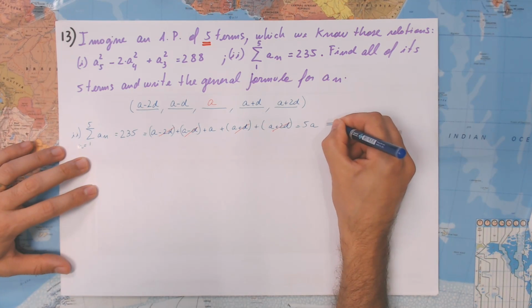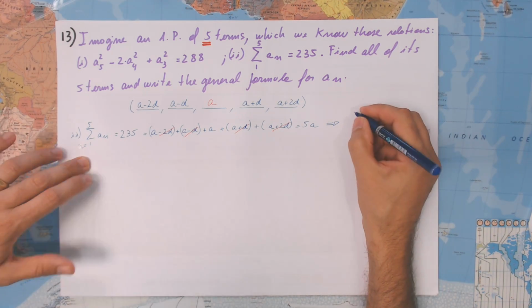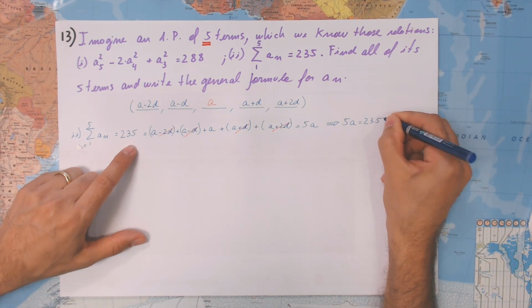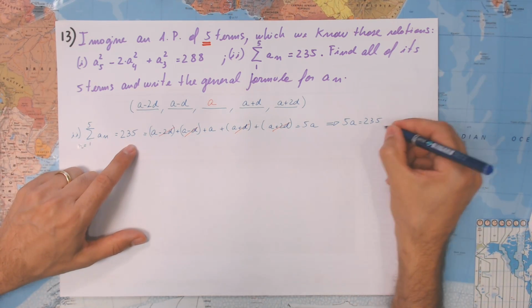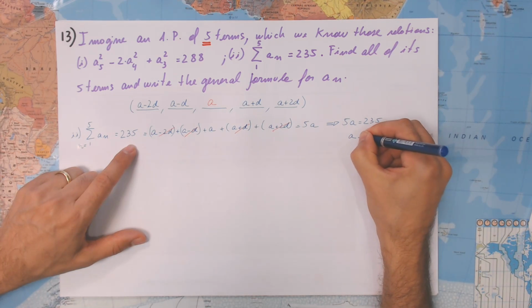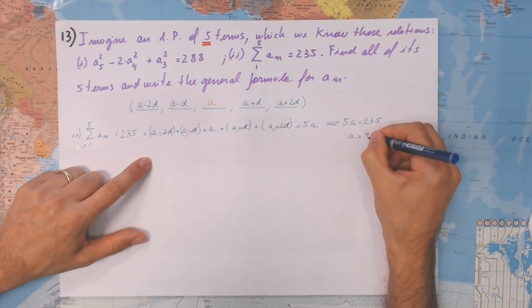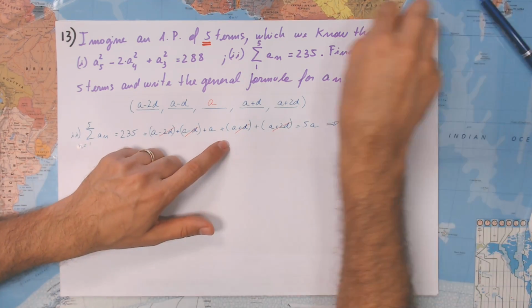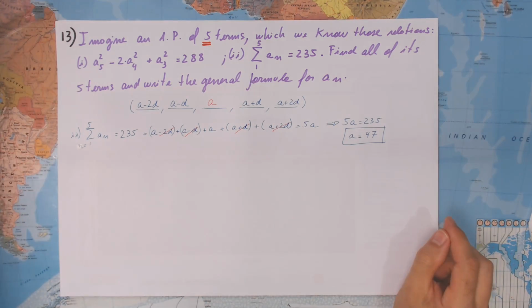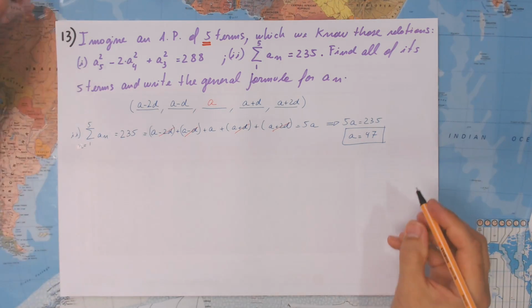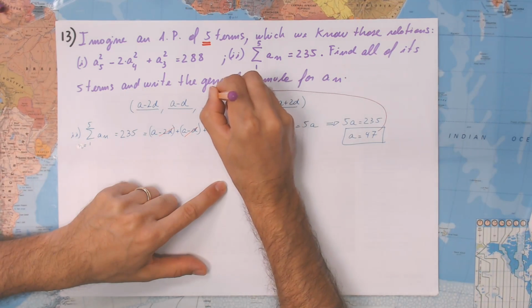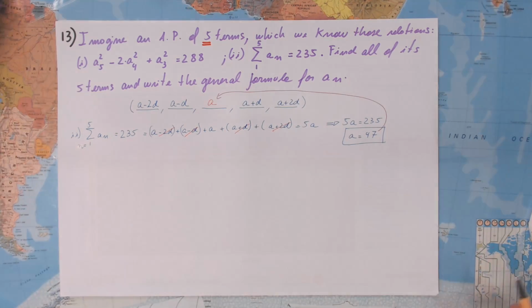From this, we get that 5A equals 235. Therefore, A is going to be 47. So what does that mean? Let's take a look in here. It means that 47 is going to be this guy in here, the middle term. It is discovered.